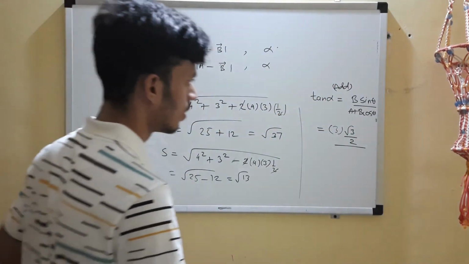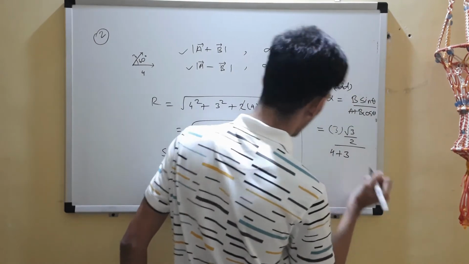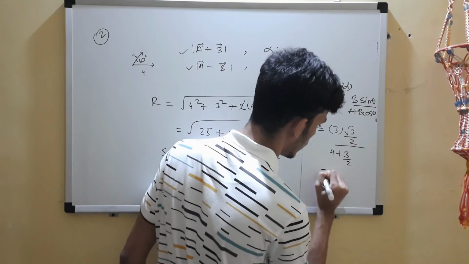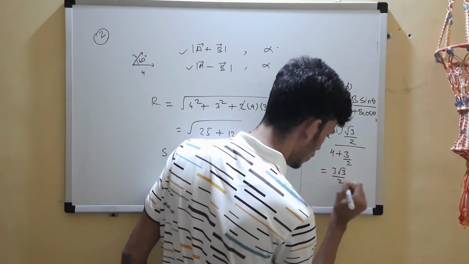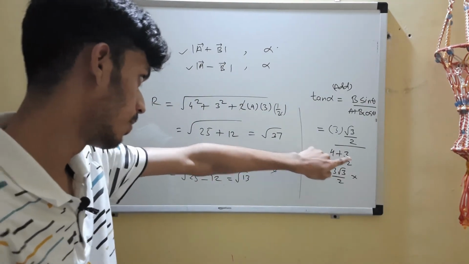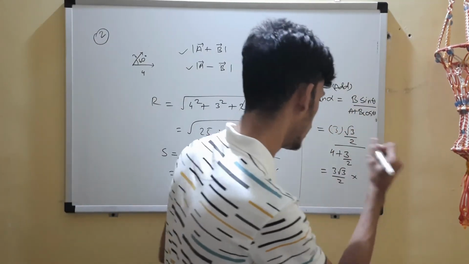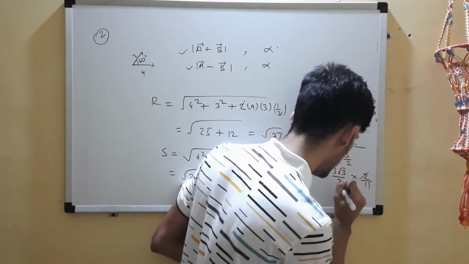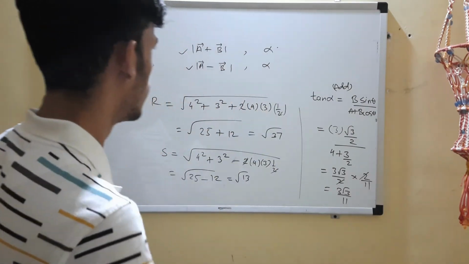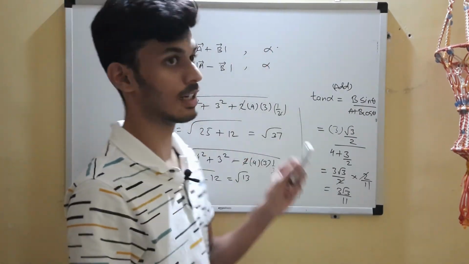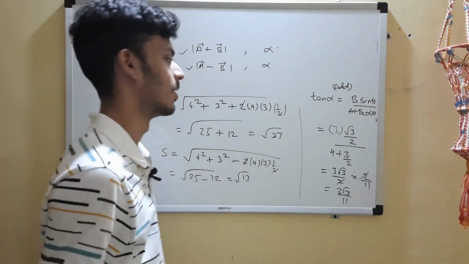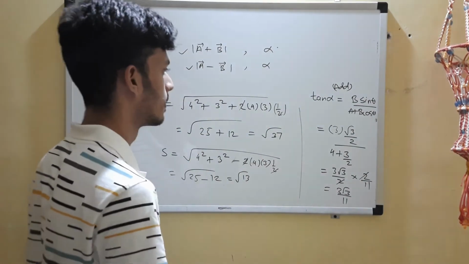A is 4, b is again 3, and cos of 60 is half. So simply I can write this: 3 root 3 by 2 upon 4 plus 3 by 2, and I'm just solving that. 4 2s are 8, 8 plus 3 is 11. So 11, and that 2 will go on top. This and this will get cancelled. 3 root 3 by 11. So this is the answer for the alpha. This is the angle the resultant makes with the first vector, the vector with magnitude 4. Okay, this is the answer.